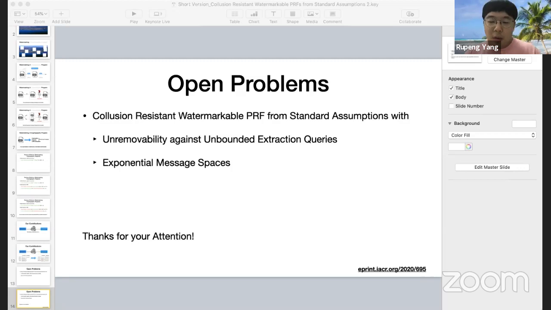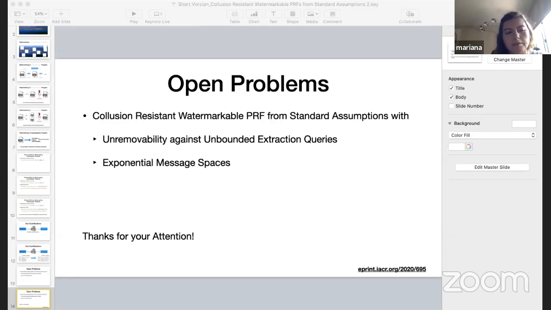Our technique can be extended to other symmetric key primitives such as symmetric key encryption and message authentication code. Also, I think our technique can be extended to upgrade a single key secure watermarkable public key encryption into a collusion-resistant one. But we already know how to construct collusion-resistant public key encryption from standard assumptions. So we focus our technique on constructing collusion-resistant watermarkable pseudorandom functions.